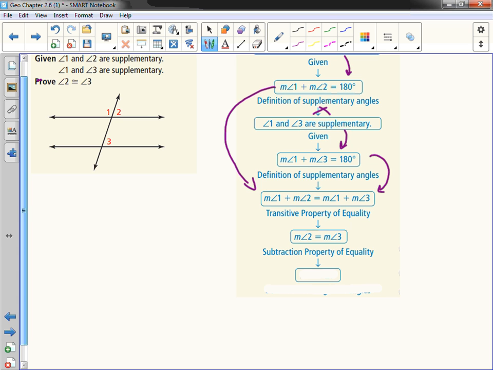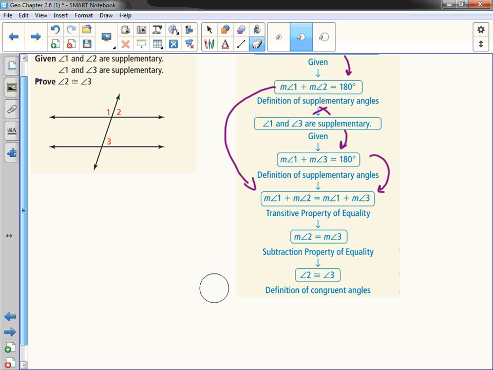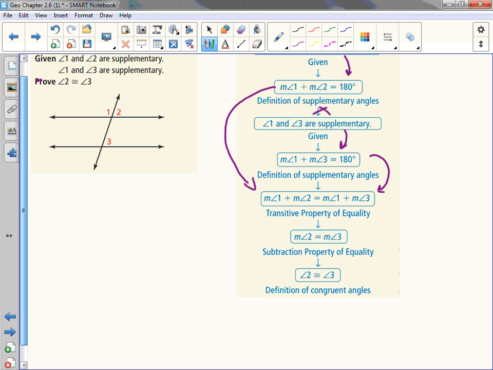So it's congruent. Well, if two angles are equal, it means that they are congruent. Any questions on this here? Any questions on anything we did for this one here? We good with this one here? Let's look at another one.